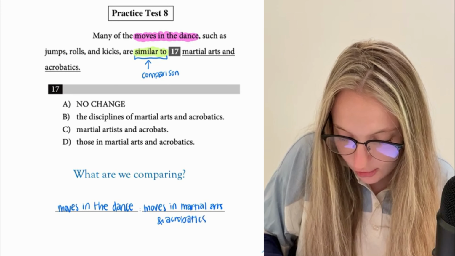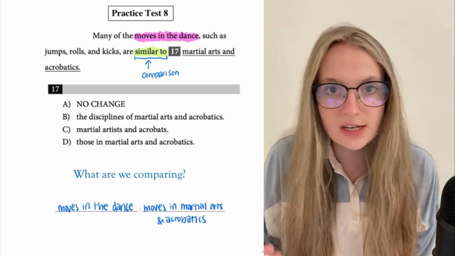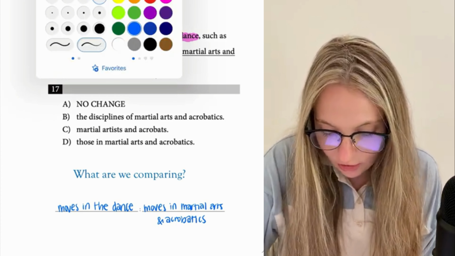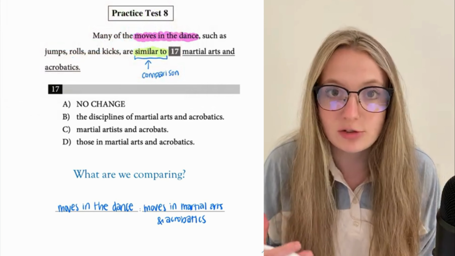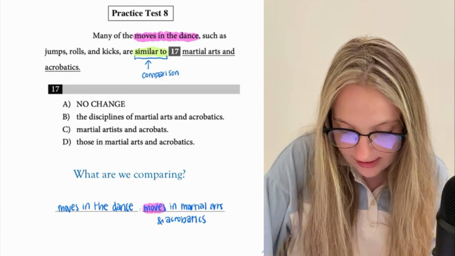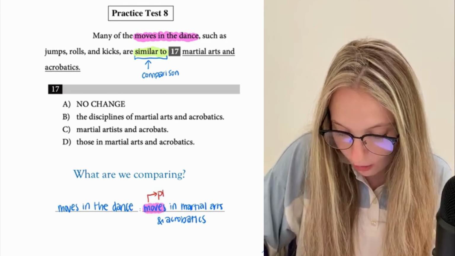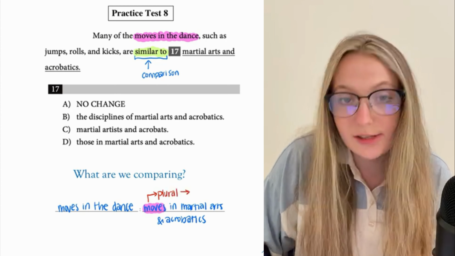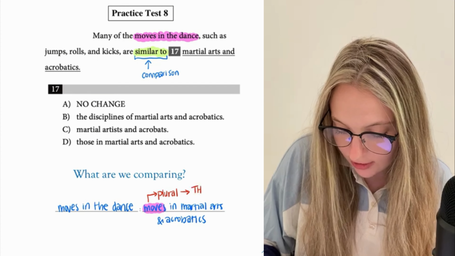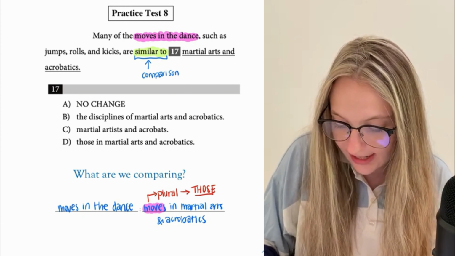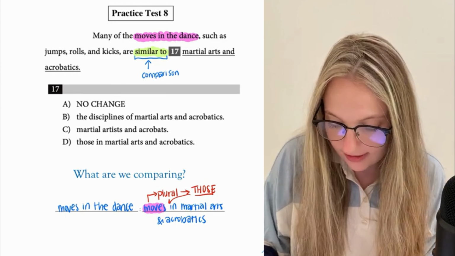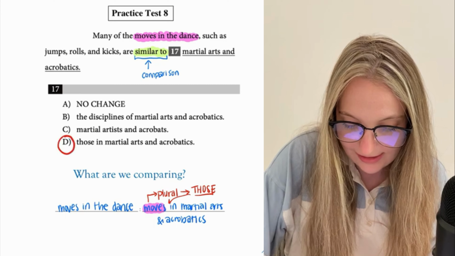So when I scan through the choices though, I don't see "the moves in martial arts and acrobatics" presented as any option here. So that means we're going to have to use the pronoun version of moves. So "moves" right here is a plural word. It refers to more than one move. And as a pronoun, when it comes to comparison for something plural on the SAT, we're going to use the word "those." So instead of saying "the moves in martial arts and acrobatics," we're going to say "those in martial arts and acrobatics," which would align them with choice D.